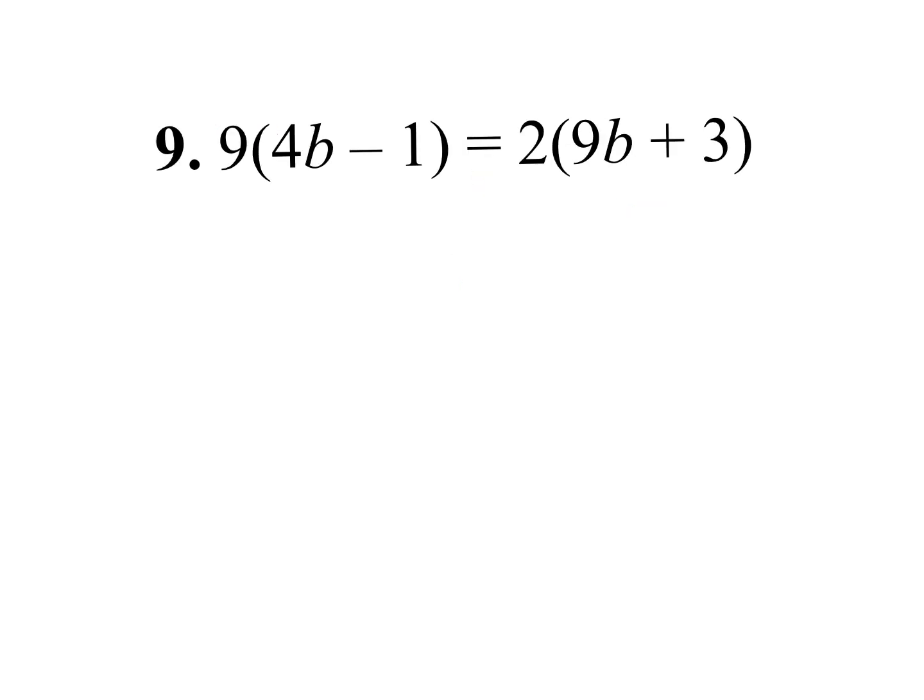Moving on. Number 9, we're going to simplify the left side first or the right side, whatever you want. I'm going to go with the left side. I'm going to distribute 9. 9 times 4b, that is a 36b. 9 times negative 1 is negative 9. And that is all I could do on the left side.